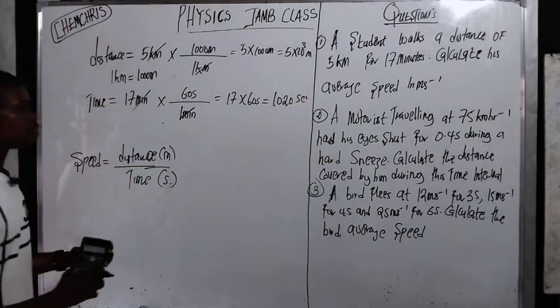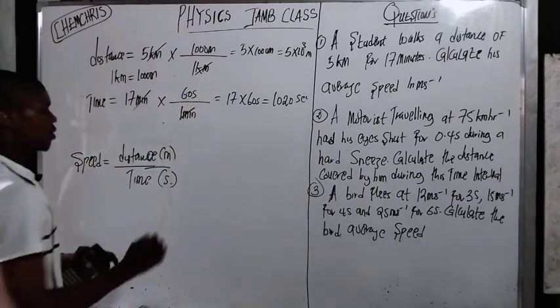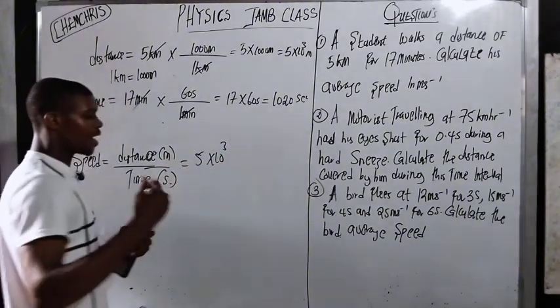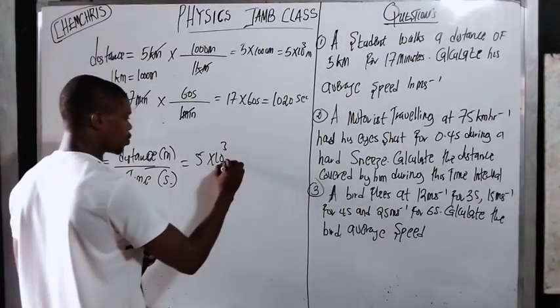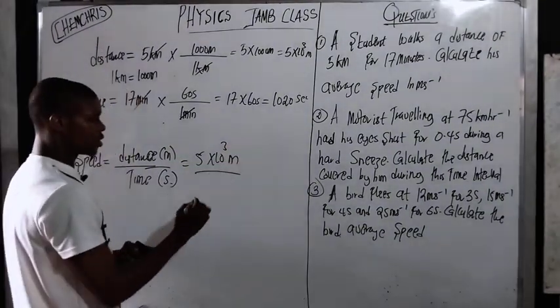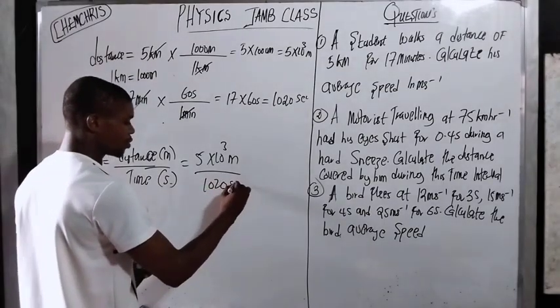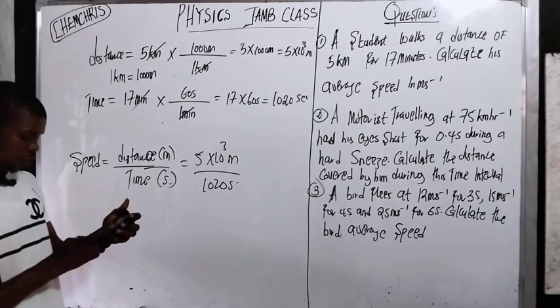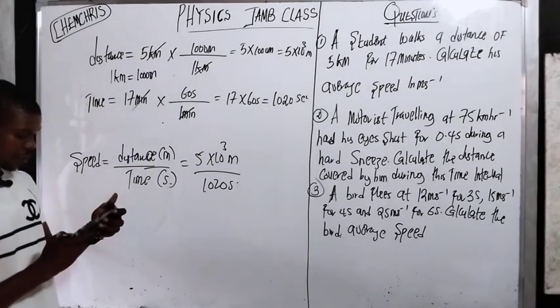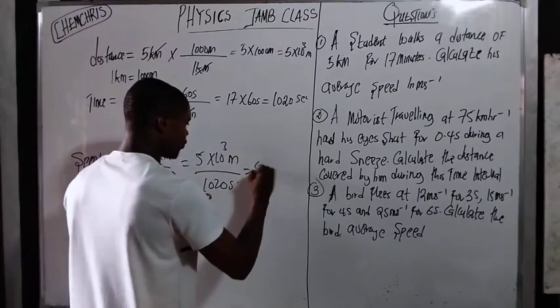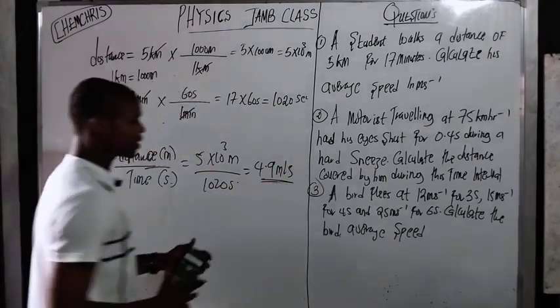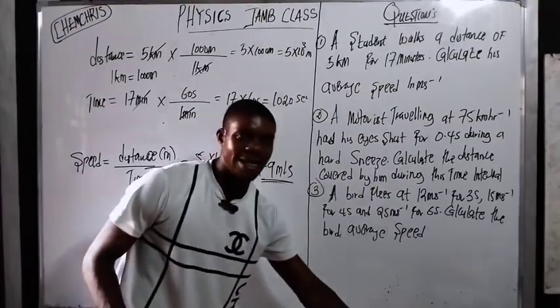Seconds, right? So now my distance is 5 times 10 to the 3, which is the same as 5,000 meters, over 1020 seconds. So 5,000 divided by 1020. Here we have 4.9 meters per second. Can you see that? So it's very easy here.